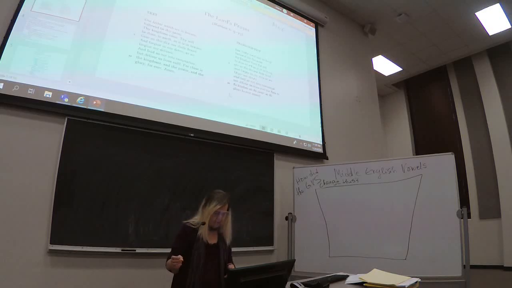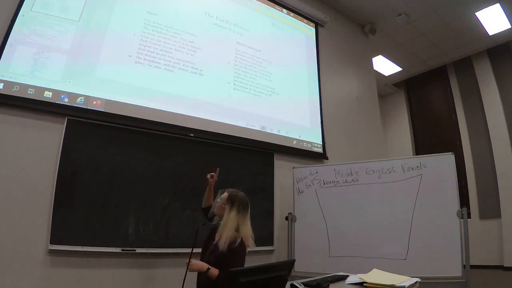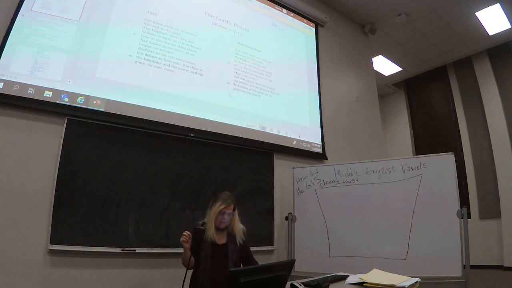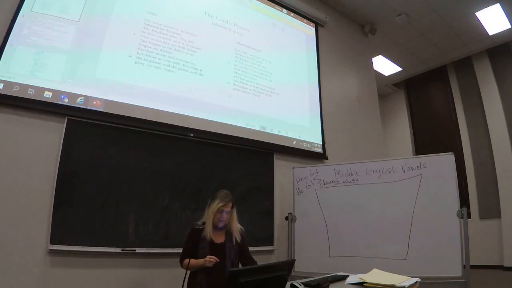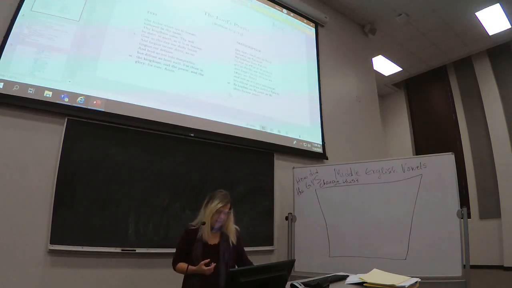Our Father. And that little IPA symbol at the end, actually it was more pronounced like feather. This E with a little squiggly thing means that there was some kind of an R at the end of it, but not necessarily. So, feather.